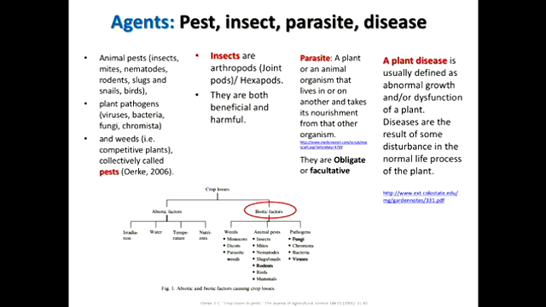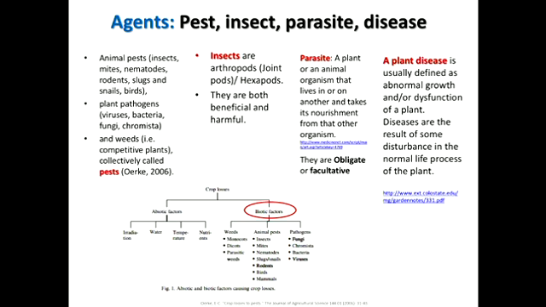So if we separate pests into insects as a pest, then the definition of an insect is that it basically belongs to the arthropod group. Arthropods means jointed legs. And insects are hexapods, meaning they have 6 legs. And insects are both beneficial and harmful. So our target of discussion here is the harmful part of the insect.